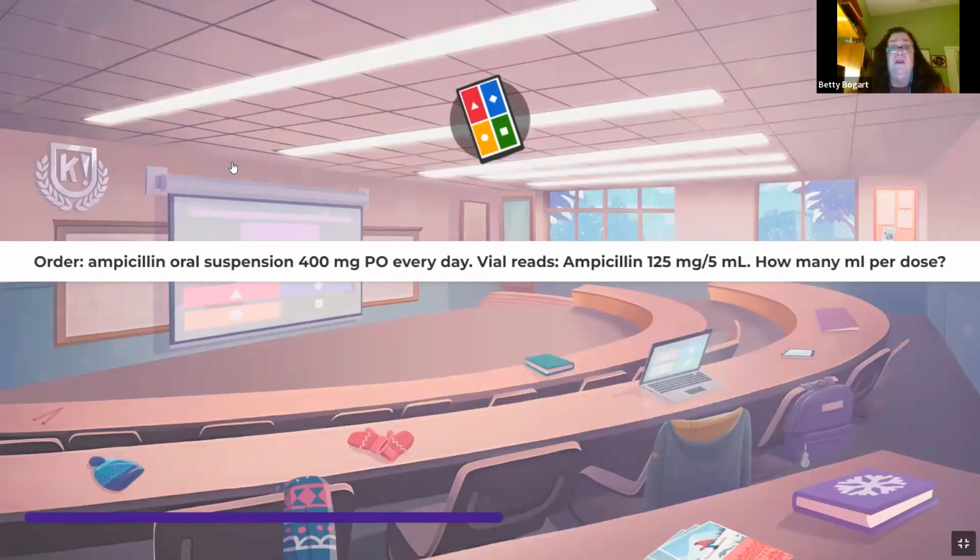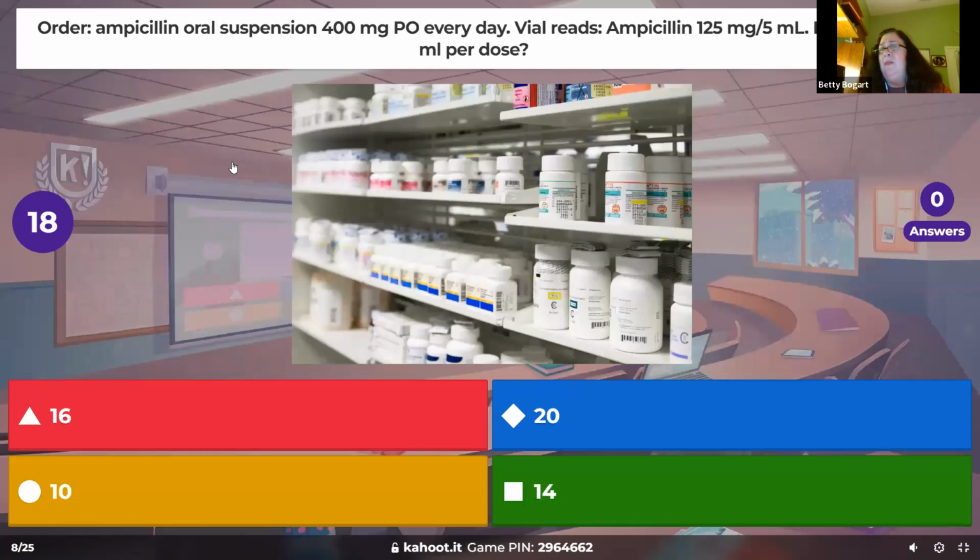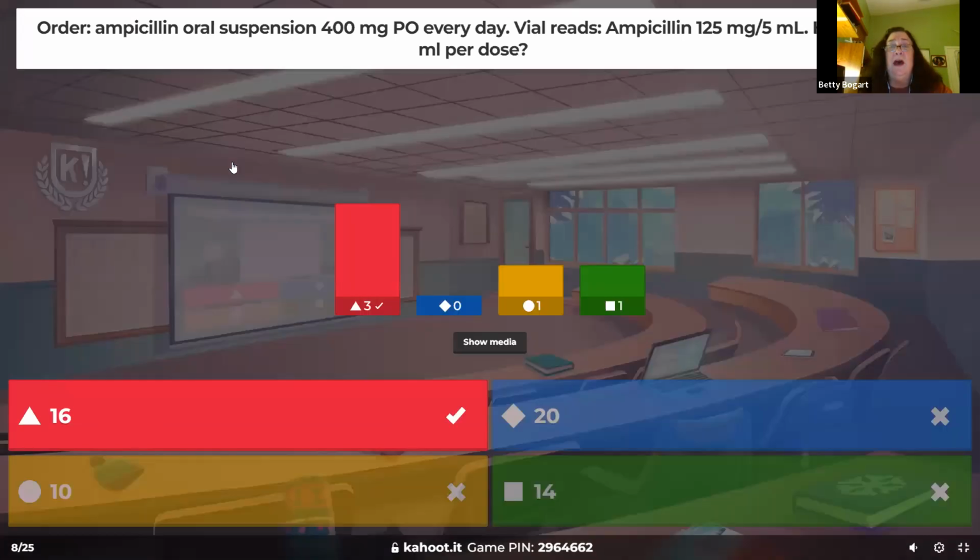Ampicillin, 400 milligrams PO every day, and the vial says 125 milligrams in 5 mLs. How many mLs per dose? Well, let's set this up. What do you want to give? You desire 400 milligrams. What do you have on hand? Over 125 milligrams. And then what quantity? Times 5 over 1. So you multiply 400 times 5 divided by 125. Answer 16. Did everybody follow that? Does everybody know how to do a simple desire over have times quantity?